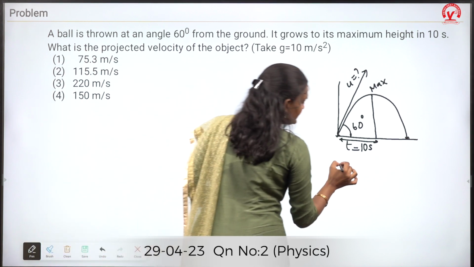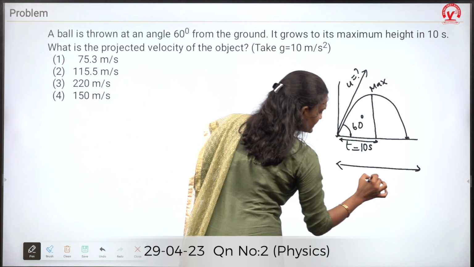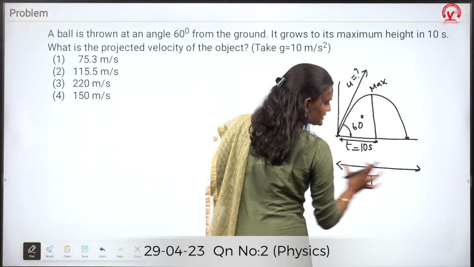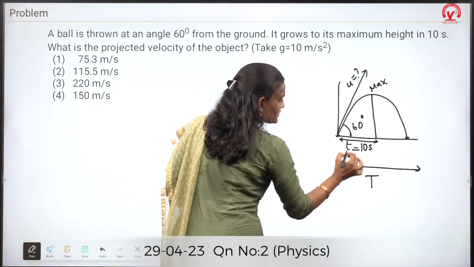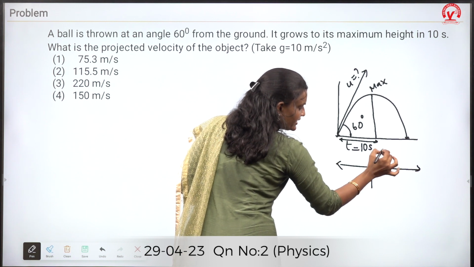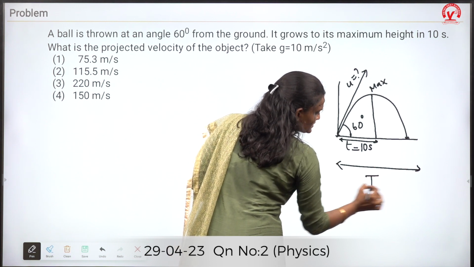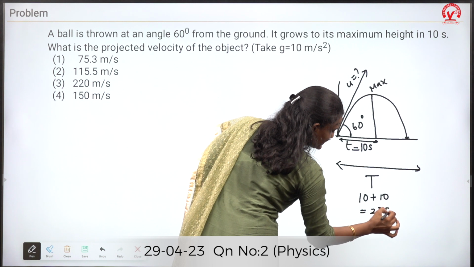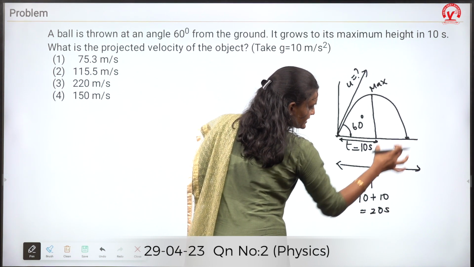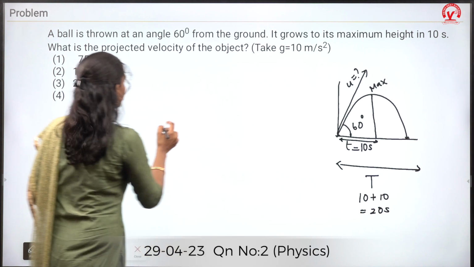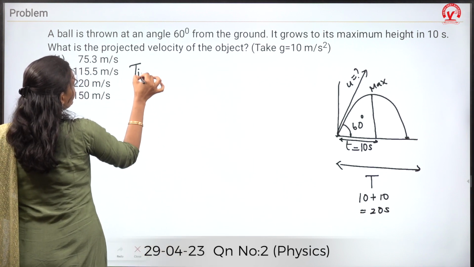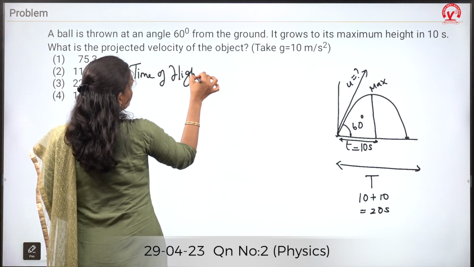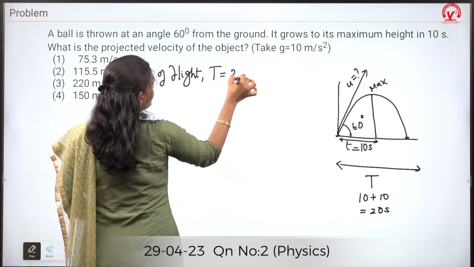We know that the time of flight, we will represent with the symbol T. Time of flight is nothing but the distance from initial to final. So this distance is 10 s, and this one is also 10 s. So the time of flight must be 10 plus 10 is equal to 20 seconds. So time of flight T is equal to 20 seconds.